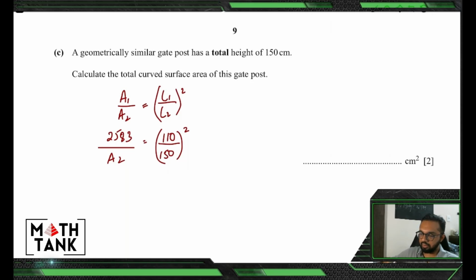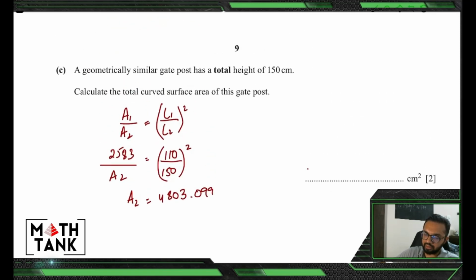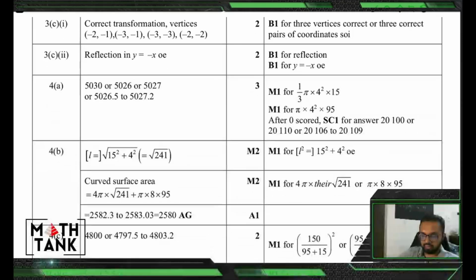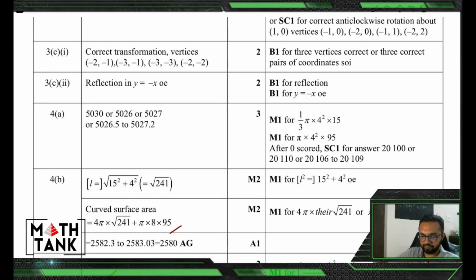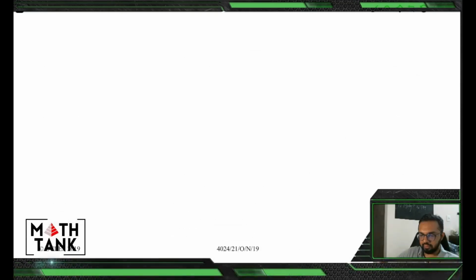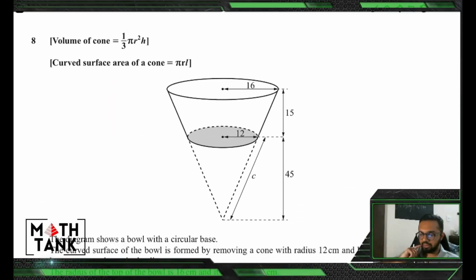Square, 2583 divided by answer. So A2 is therefore 4803.099. So I'm just going to round it correct to 3 significant figures and let's tell you that it's 4800. Okay, remember the rule for similarity, that if you want the ratio of areas, you square the ratio of lengths. I think all of these answers are correct. 5030, was that my first answer? Yes. Okay, quickly moving on to the third question.